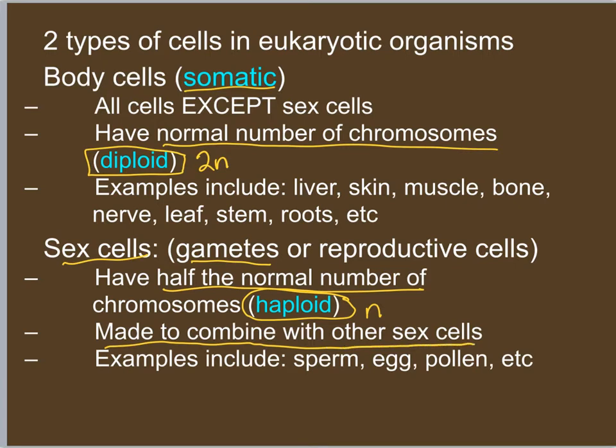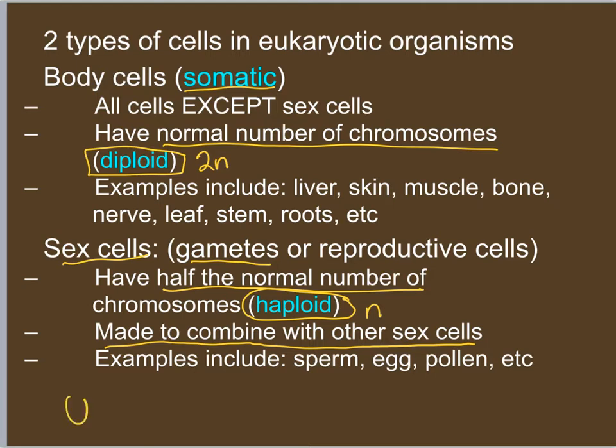So for example, a body cell, a skin cell. Think about your skin. If you just look down at your hand, one skin cell is not going to combine with another skin cell. They're going to sit right next to each other. They might even communicate, like nerve cells communicate, one right next to the other. But they never combine. The only cells made to combine are going to be your sex cells, like sperm and egg in the case of humans.